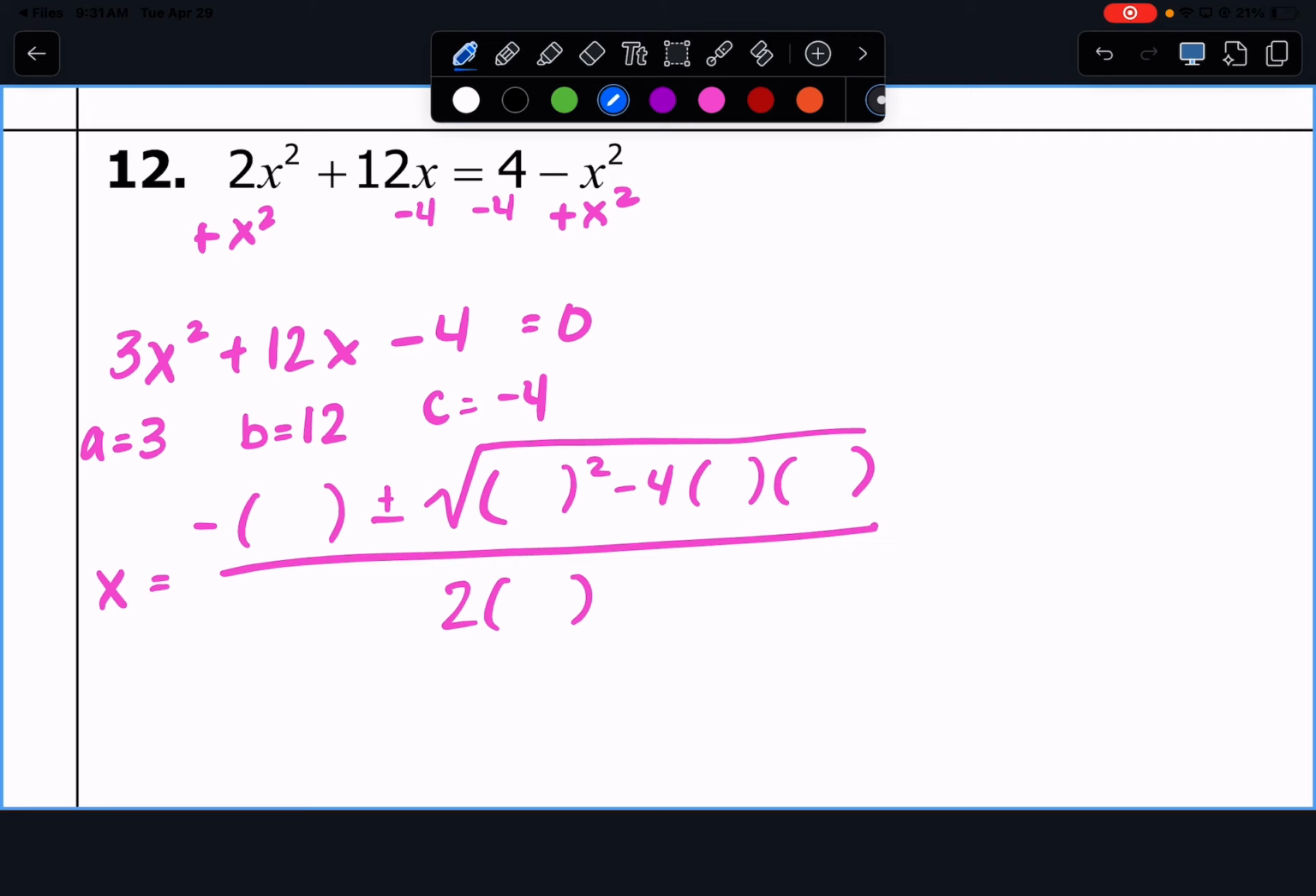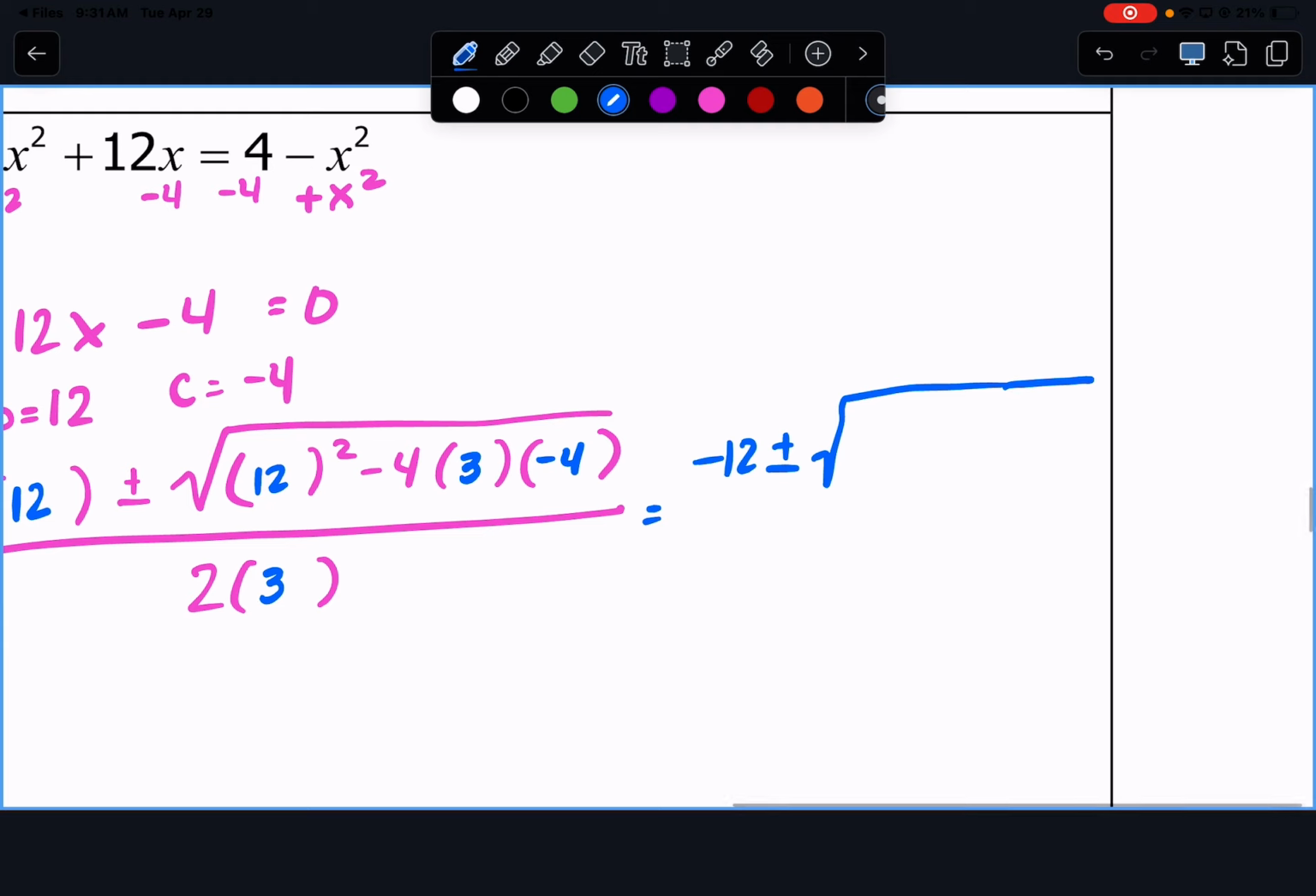All right, now, from here, what do I plug in first? B. Negative 12 plus or minus the square root of 12 squared minus 4 times 3 times negative 4, divided by 2 times 3. So we get negative 12 plus or minus the square root. What is 12 squared? 144. That is correct. What is negative 4 times 3? Negative 12. Negative 12 times negative 4 is 48.